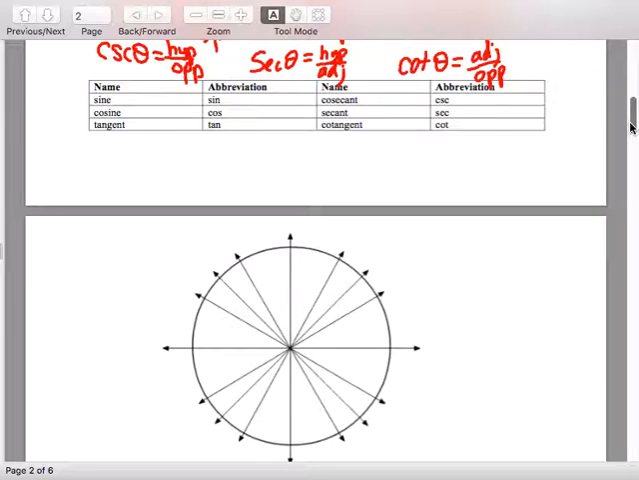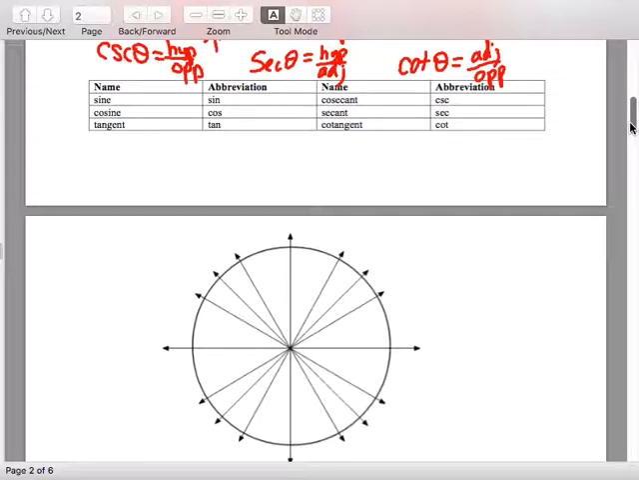What's interesting is as you go around the circle, you get your pi over 4s. You're going to get pi over 4, 45 degrees. This is 3 pi over 4, 135 degrees. Then we go to 225 degrees, 5 pi over 4. And then 315 degrees, 7 pi over 4.